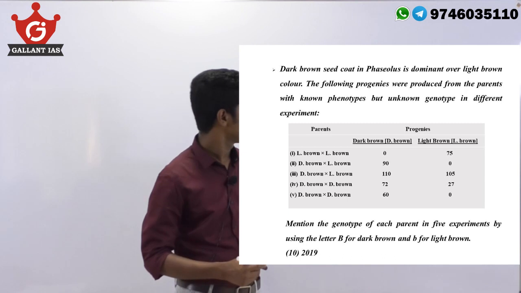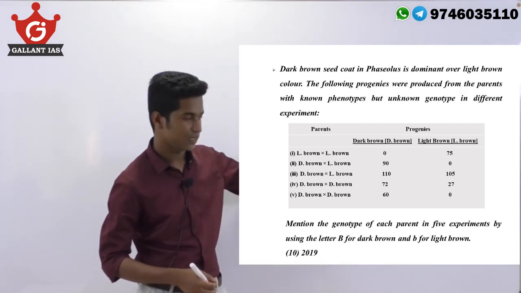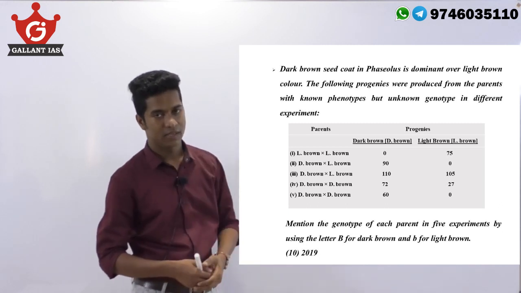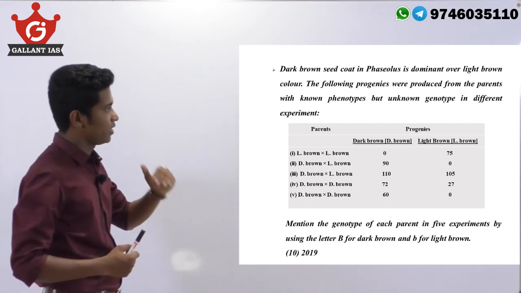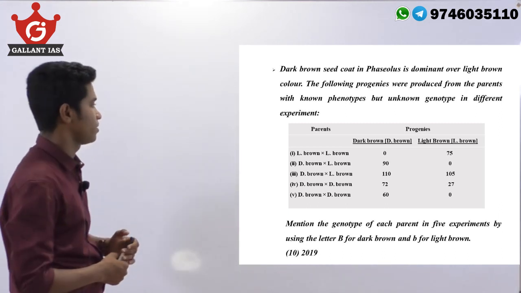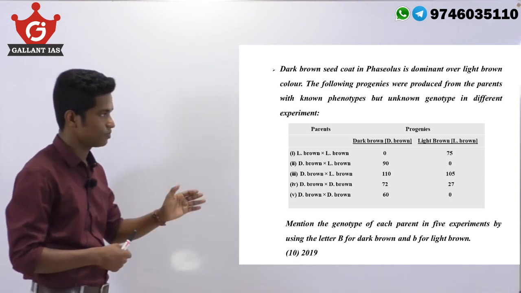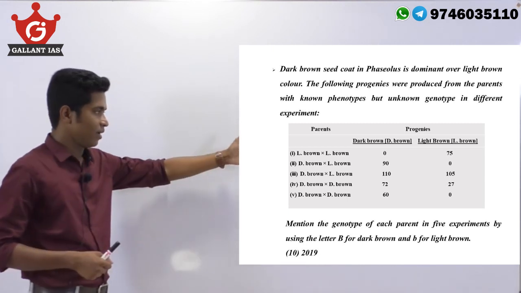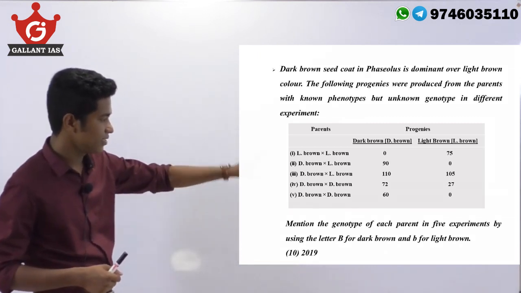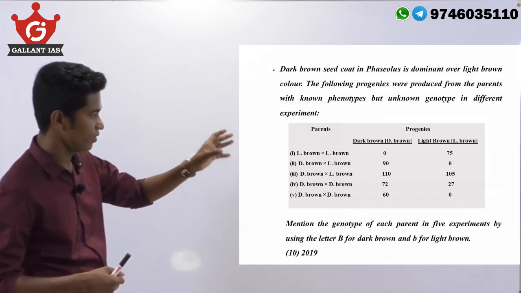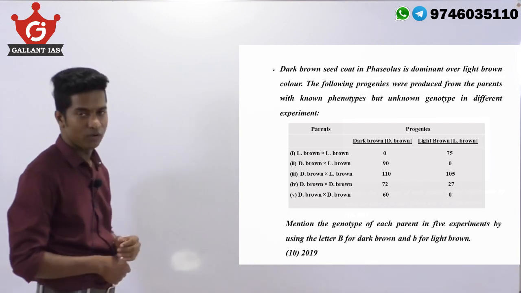And there is a previous year question from this area, the 2019 mains exam. It's a 10-mark question, that means it is asked in the compulsory question. The question is: dark brown seed coat in Phaseolus is dominant over light brown color. The following progenies were produced from parents with known phenotypes but unknown genotypes. The parents and the progenies are given there. And the question is, you have to mention the genotype of each parent in 5 experiments by using the letter capital B for dark brown and small b for light brown.